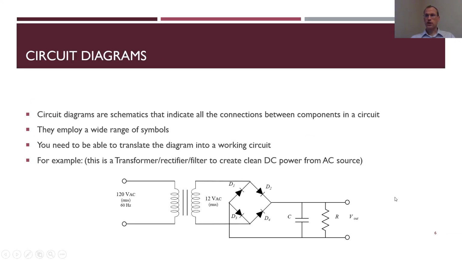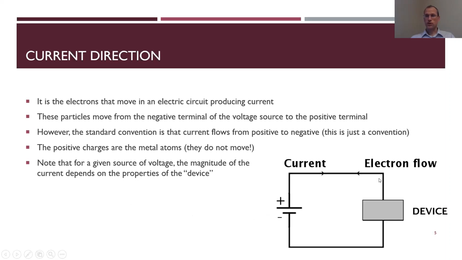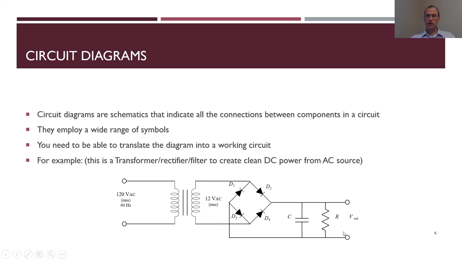A lot of times you see circuit diagrams, so the little one we had before. So this is a very simple circuit diagram. Here's a more complicated circuit diagram. I have some 120 volt AC source. That's basically what comes out of your wall. Have a transformer, have a Wheatstone bridge diode rectifier configuration. The filter sees this capacitor and resistor in parallel.